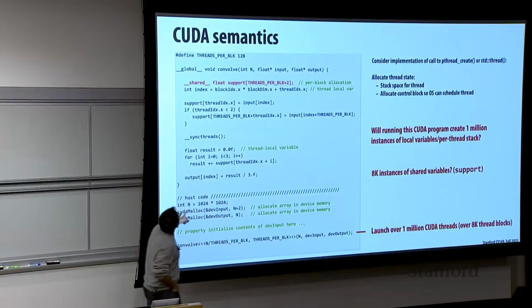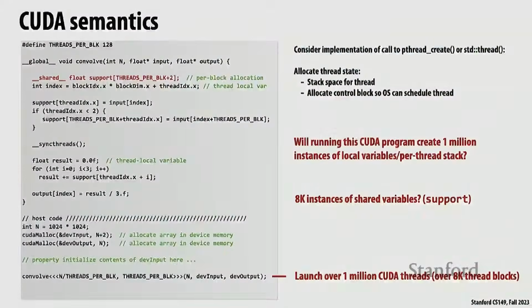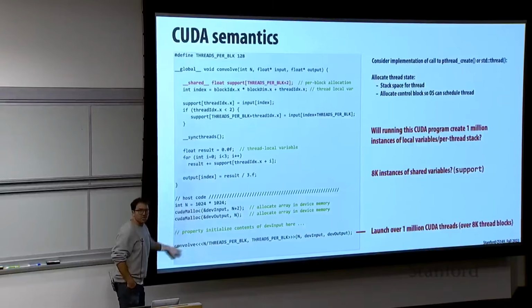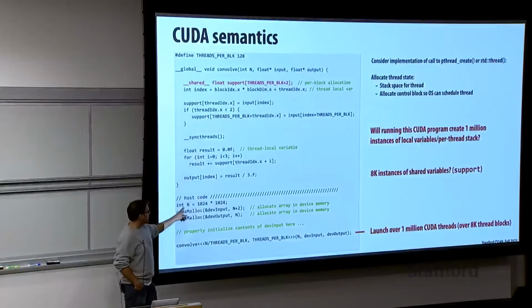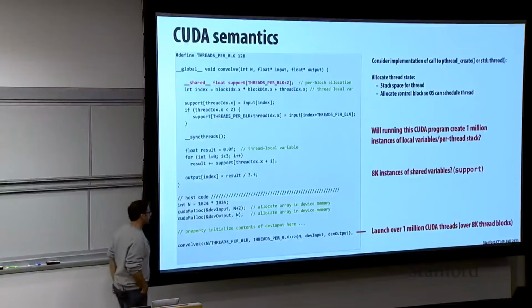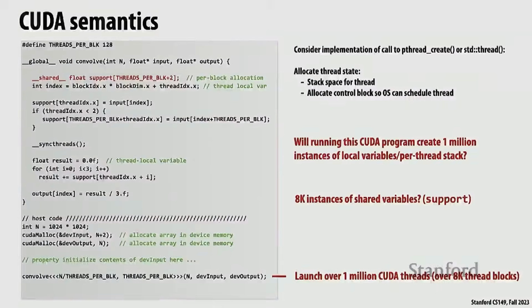So take a look at this program. This is the same convolve program as before, exact same thing as the previous slide. Thread block size is 128. But look down here in the host code. This is the C++ code. And I decide to create about 1 million threads. And if you divide 1 million by 128, it's about 8K thread blocks.